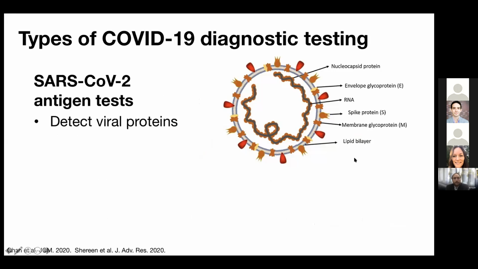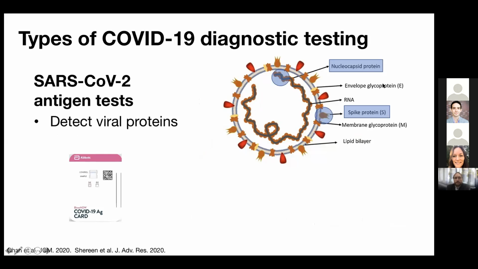Okay, test type number two, antigen tests. So antigen tests detect viral proteins as opposed to viral RNA, like the nucleocapsid protein, for instance, or the spike protein. An example of antigen tests are the Abbott BinaxNOW card, which kind of looks like a home pregnancy test, a lateral flow assay. You put a swab sample on a card, you get a line if someone is positive versus negative.